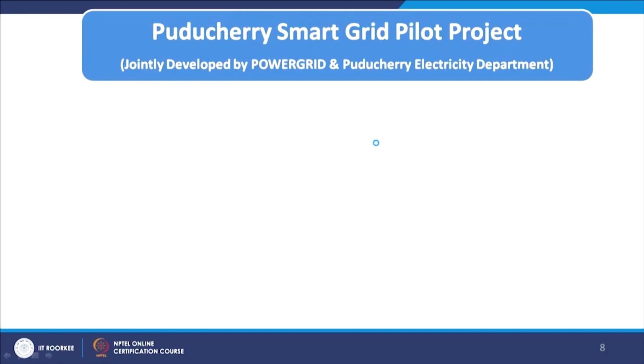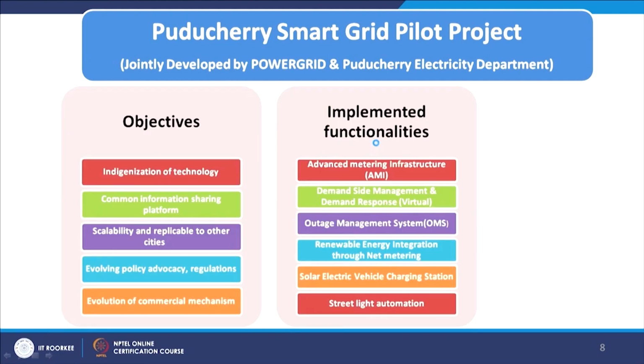There is one more, the Puducherry Smart Grid pilot project, jointly developed by Power Grid and the Puducherry Electricity Department. They had very specific objectives, and the implemented functionalities include advanced metering infrastructure, demand side management and demand response, outage management system, renewable energy integration through net metering, solar electric vehicle charging stations and street light automation. And this is also quite an expansive project in recent times.